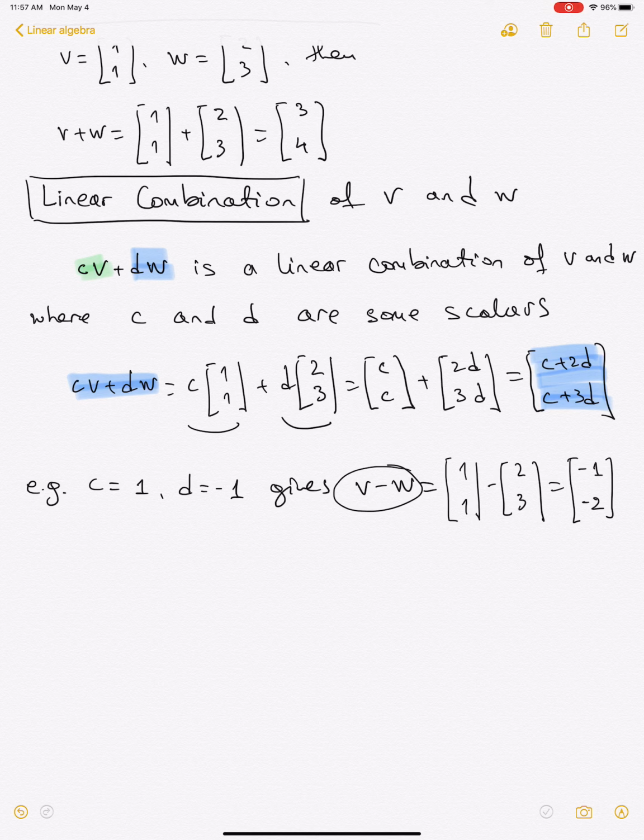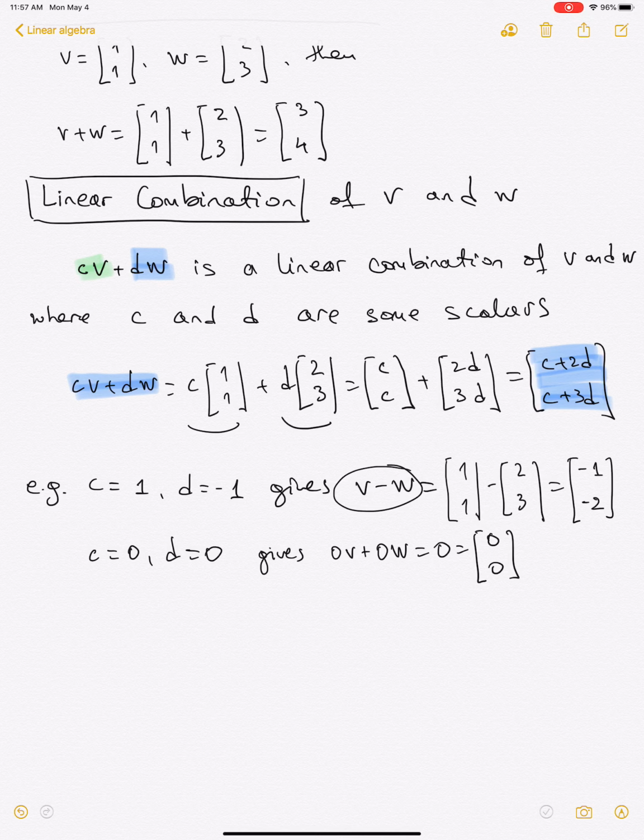Another typical example of a linear combination would be if we were to choose c to be 0 and d to be 0, then we would get 0v plus 0w. We know that that's going to be the 0 vector. So this is a vector with components 0, 0. And in this way, we see that we can get many different vectors if we look at linear combinations of v and w.